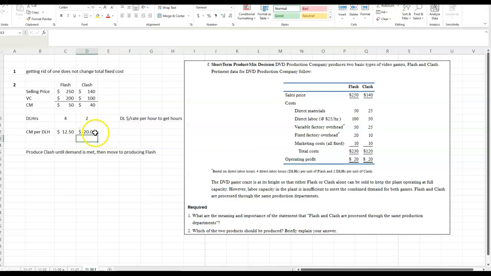We want to make as much contribution margin as we can using the direct labor hours we have. So we will produce Clash until we meet as much demand as we can and then use the excess capacity to produce Flash. So Flash would be just extra money after we make our $20 per direct labor hour on Clash. Even though Flash has a contribution margin of $50, if we want to maximize our direct labor, then we want to use Clash.